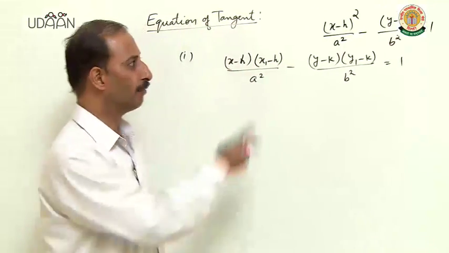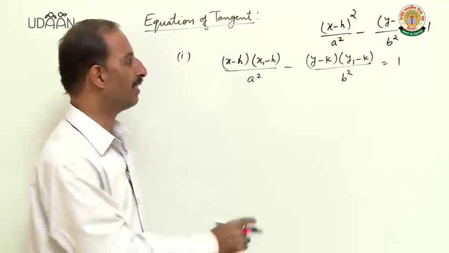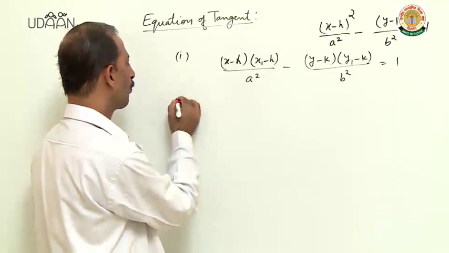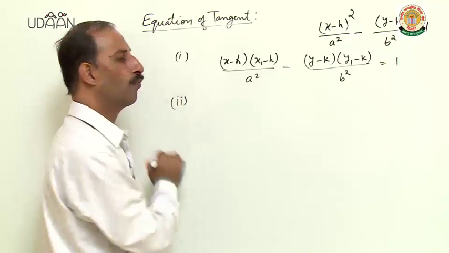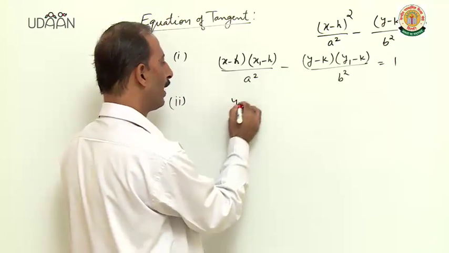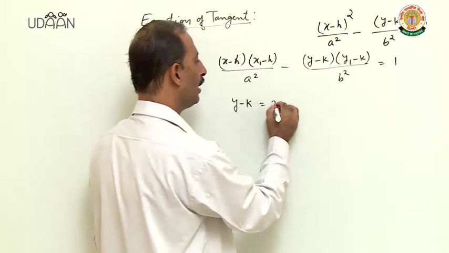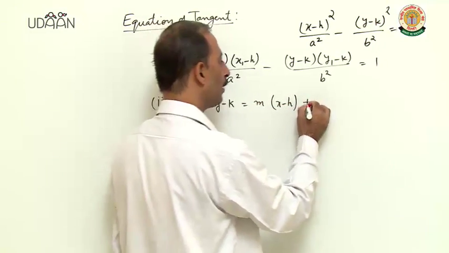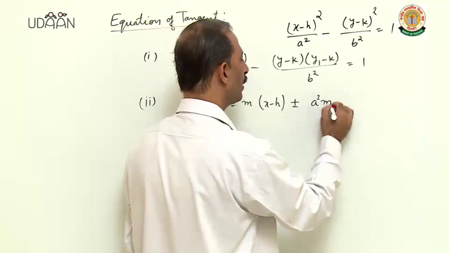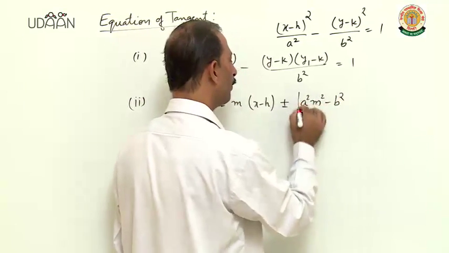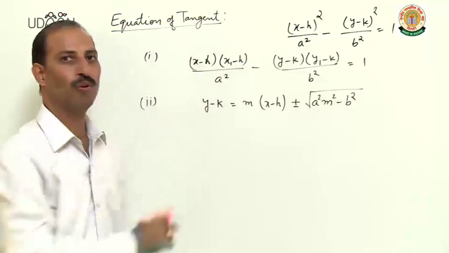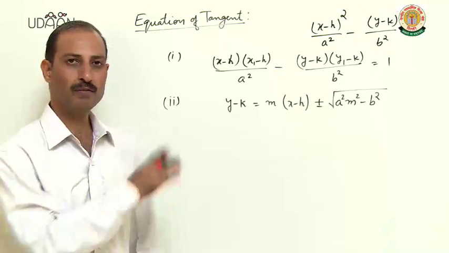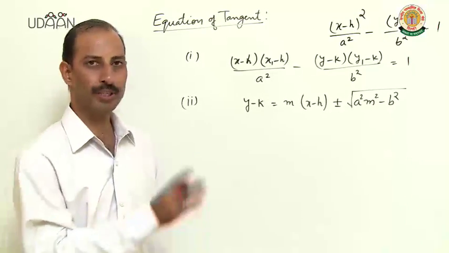So remember, if center is not origin, in that case equation of tangent in point form. Second, I will tell you the slope form. So in place of y there will be y minus k, in place of x there is x minus h. Remaining things you have to keep as it is. That is the equation of tangent in slope form. So these two formulas also you have to remember. This will help us to solve the equations.